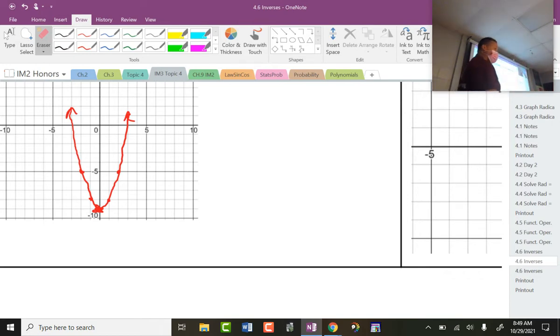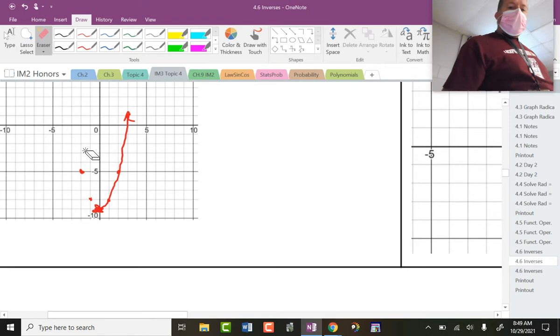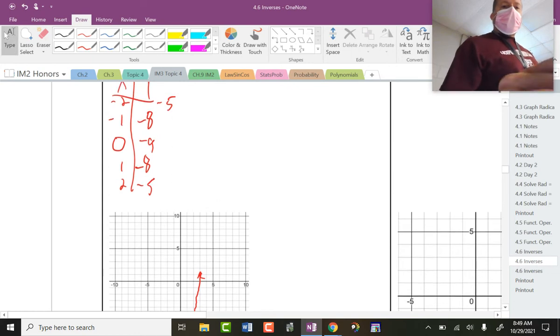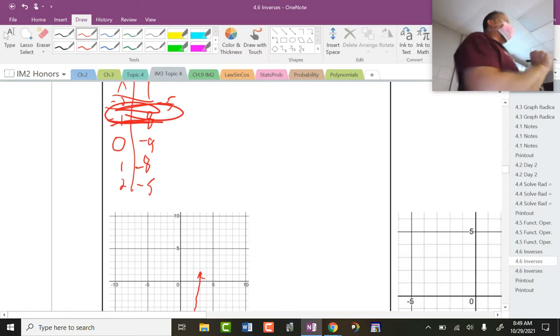So I make a choice, and you do actually literally have a choice. You have a choice to eliminate this part of the graph or this one. It's either or. I almost always choose the positive side. So I am going to eliminate this part of the graph and these points. Therefore, I have made a choice on how I'm going to restrict the domain. So these are outs. I don't want those.